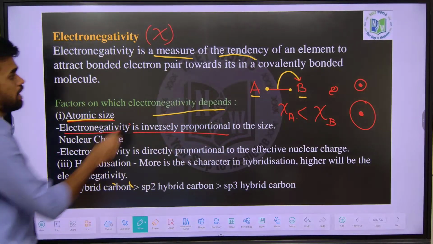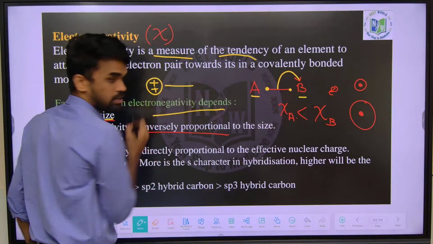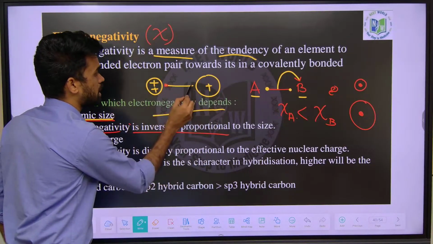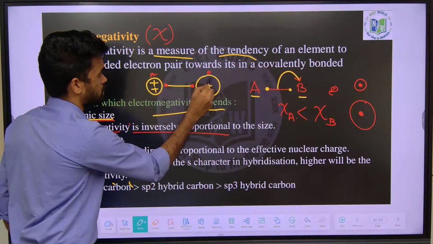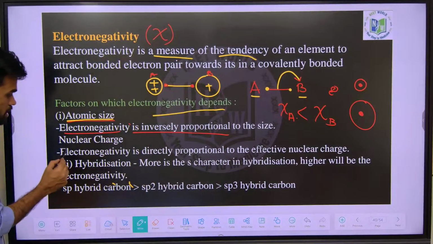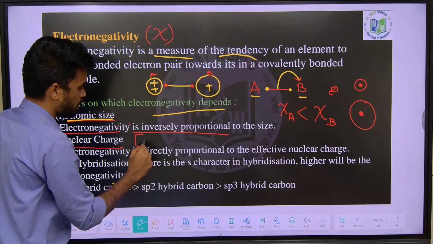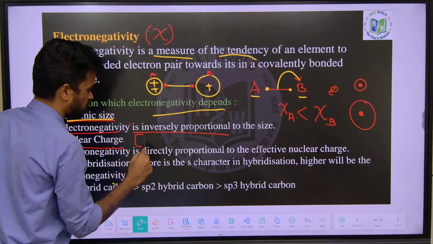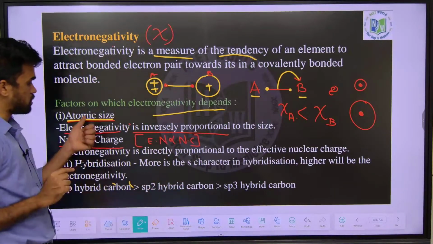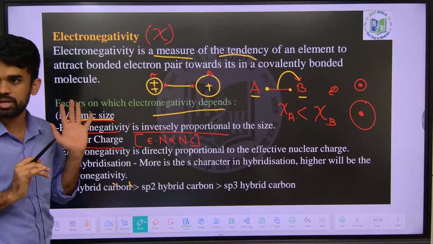Next, there is a more positive charge on one side, with the bonded electrons between, and less positive charge on the other side. Tell me, the bonded electrons are taken by which side, the A side or the B side? More positive charge means more nuclear charge. So the more the nuclear charge, the more the electronegativity. Electronegativity is directly proportional to nuclear charge, and inversely proportional to atomic size. In short form you can write it like this if you want.